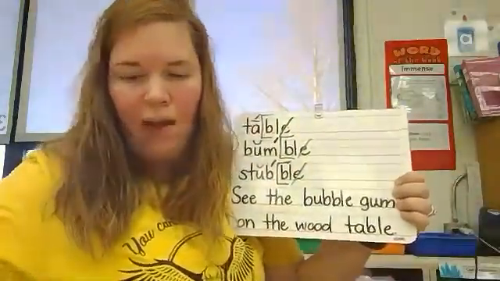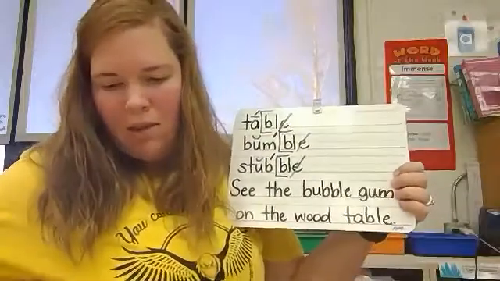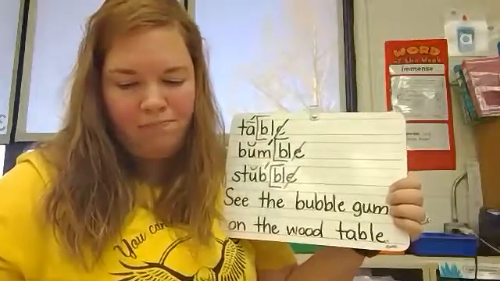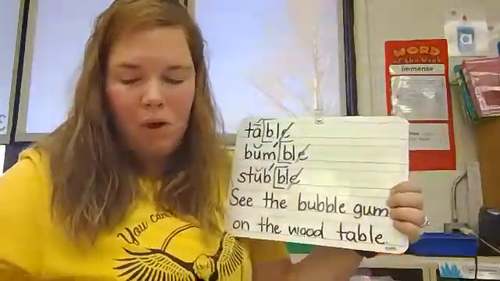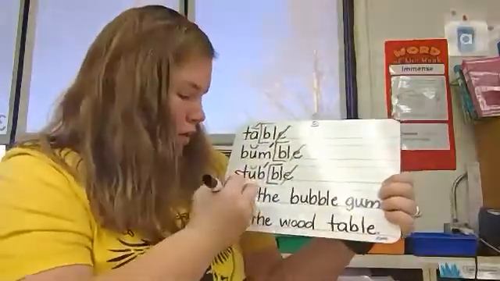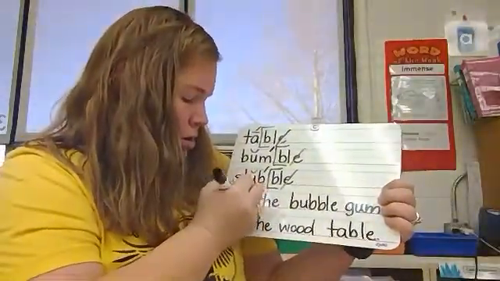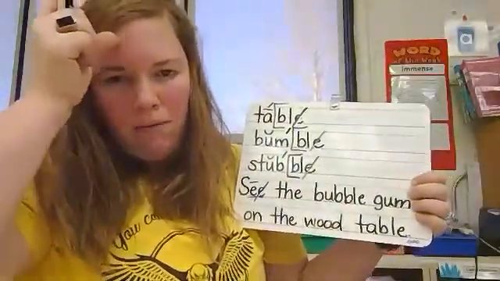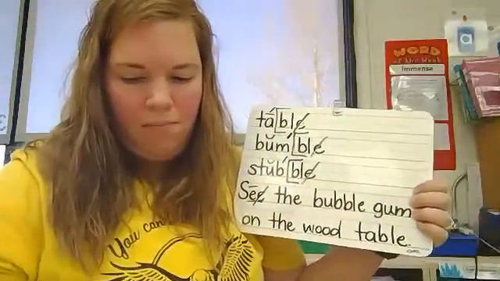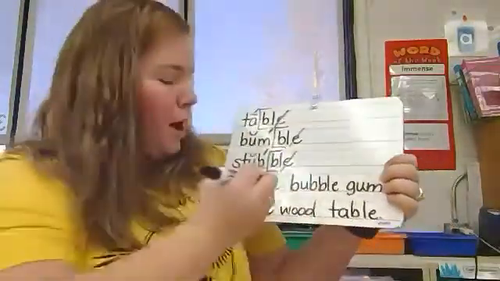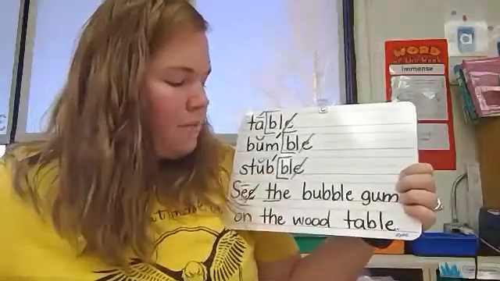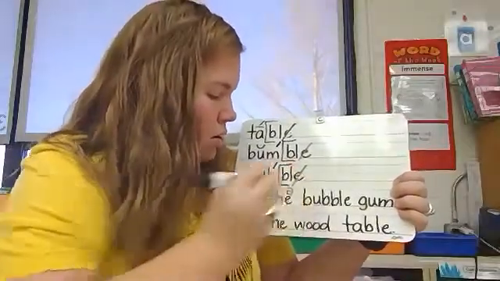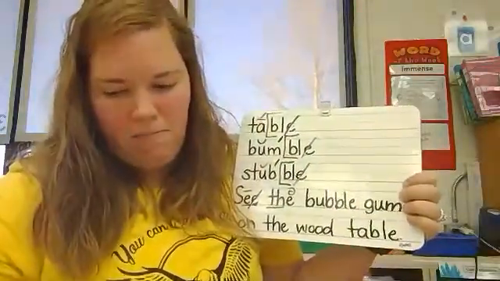Here is a sentence at the bottom of the board. It says, see the bubble gum on the wood table. So let's go through word by word and practice coding. See has digraph EE. Only one E says E. So we put a macron above the first E, cross out the second E. The, digraph TH. The E says uh, so we put the schwa, the upside down E, above the E.